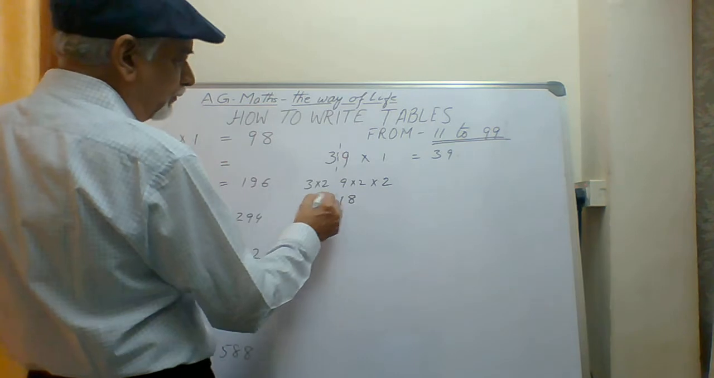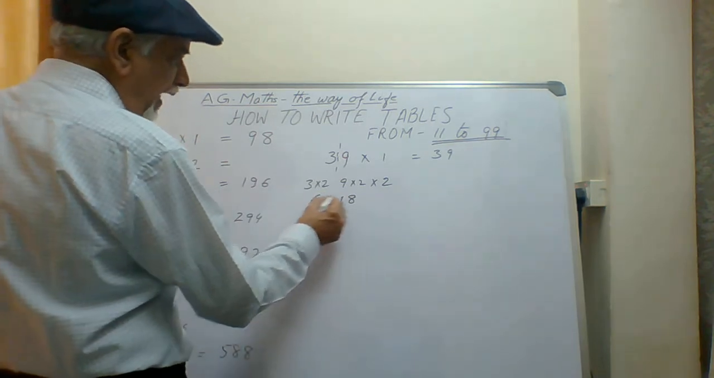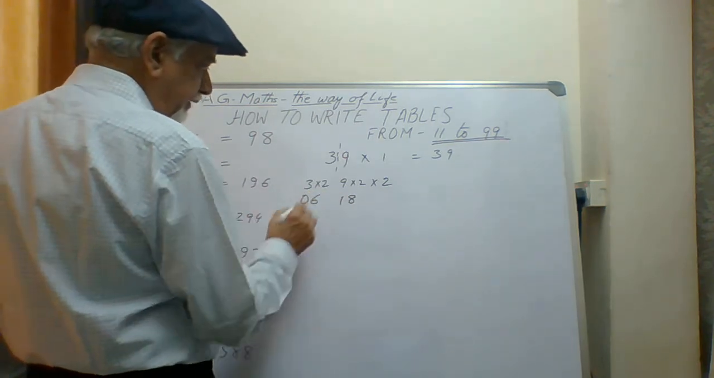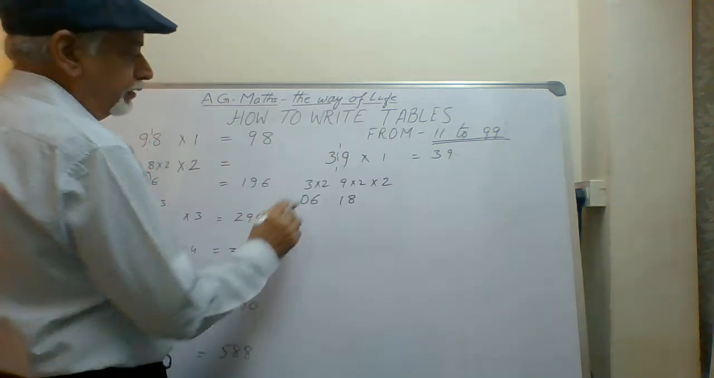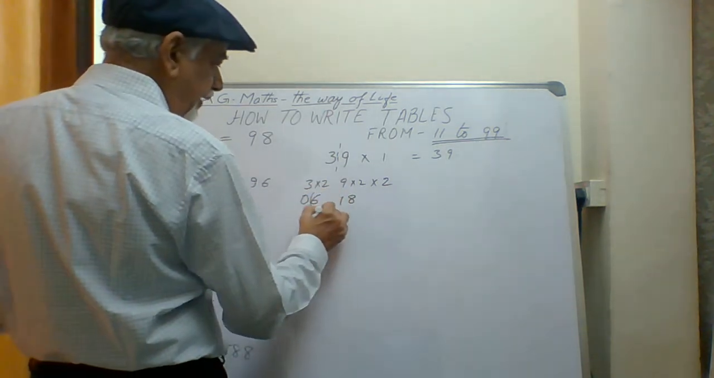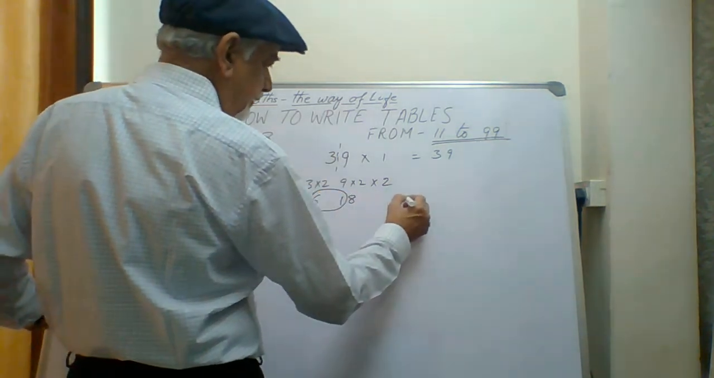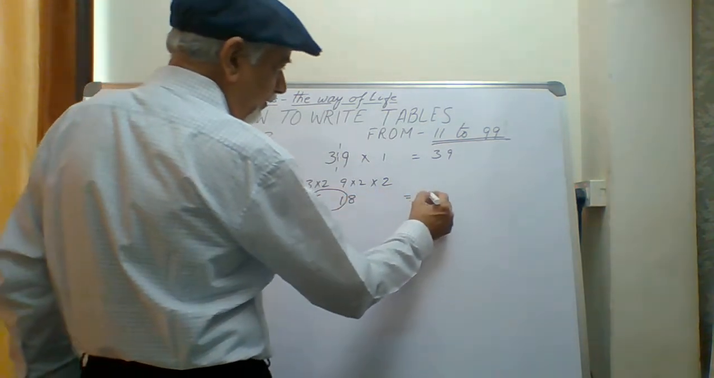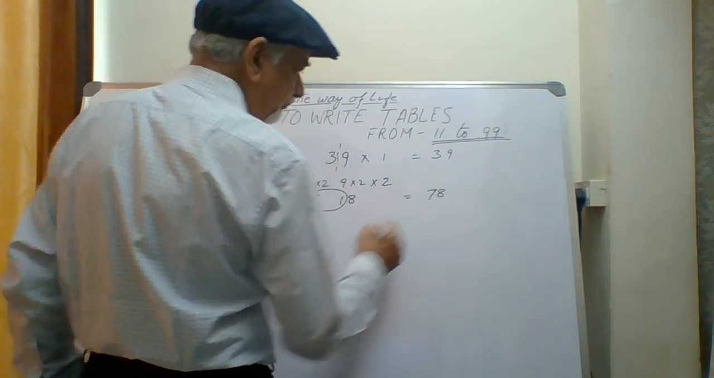Right? Now what we will do? You have to add. So this you write as 06. Write in two digit form. 06 and 18. Then you add these two. So your answer is 078 or you can simply say it is 78.